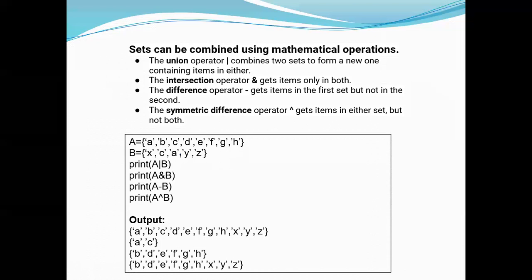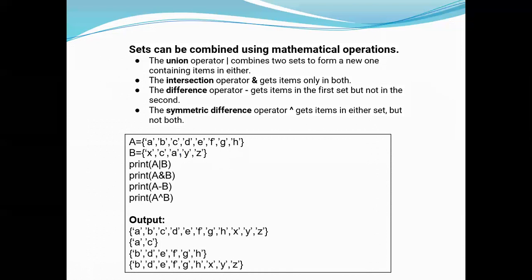Now going for intersection, how do we find the intersection between two sets? The intersection operator is going to be the ampersand operator, so if I say A ampersand B, I'll get an intersection where, for these two sets, the matching common items are A and C.